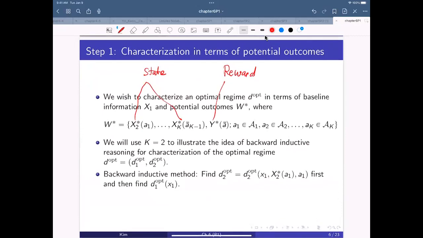I'd like to use k equal 2 because that is simplest without losing the key ideas. So we use k equal 2 to illustrate the main idea. In k equal 2, that means we want to make a decision twice, d1 and d2. The big idea, the keyword, is backward induction, the backward inductive method.